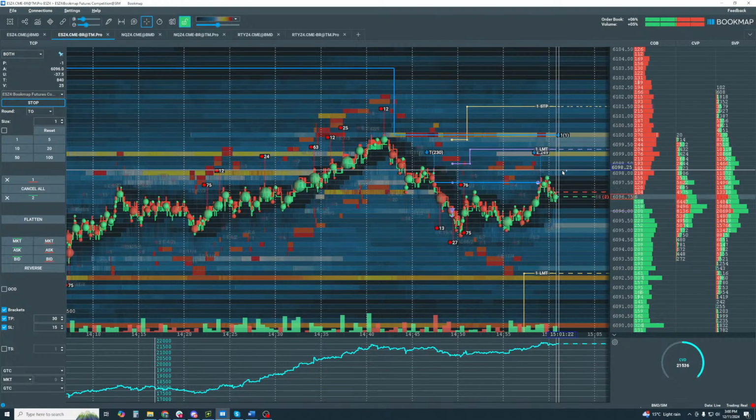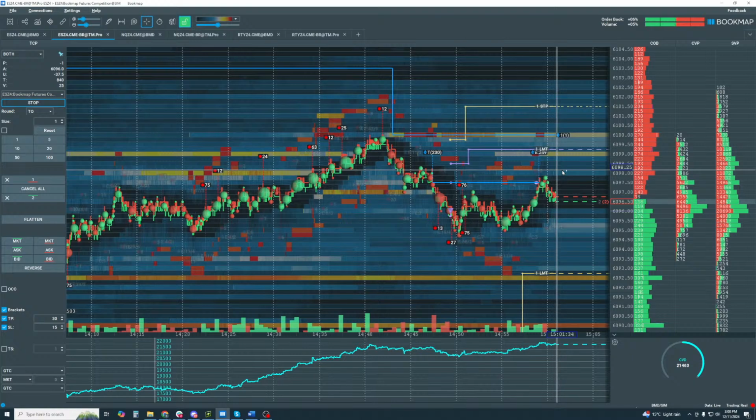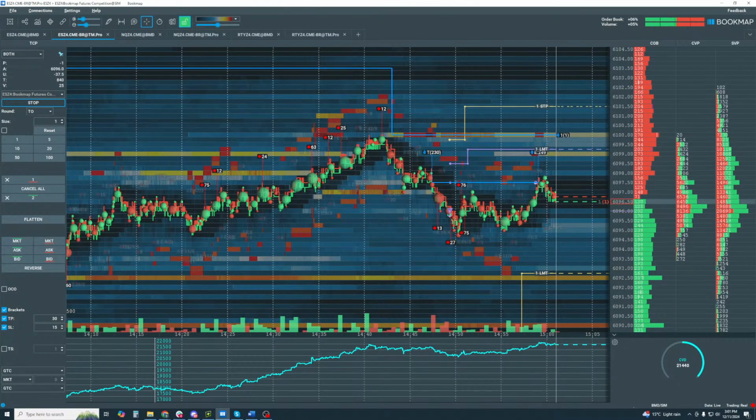Can I explain the red dots with numbers? Sure. Those are stops. This is part of the MBO bundle of indicators. Okay, so let me show you where you can get more information about that.